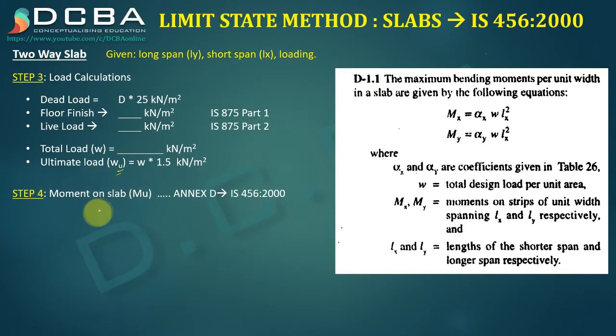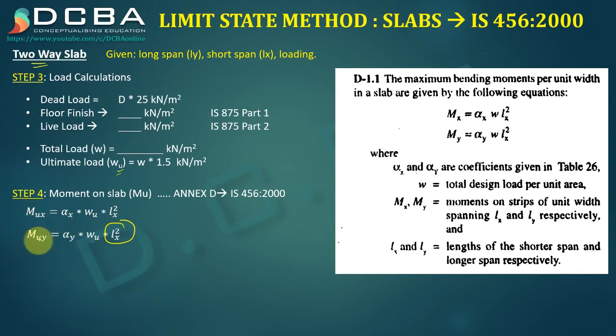We'll be designing our slab in two directions. That's why it is called a two-way slab. And these are the formulas prescribed by IS 456. MUX, that is moment along short span, is alpha x into WU into Lx square, and MUY, moment along long span, is alpha y into WU into again Lx square, not Ly square.